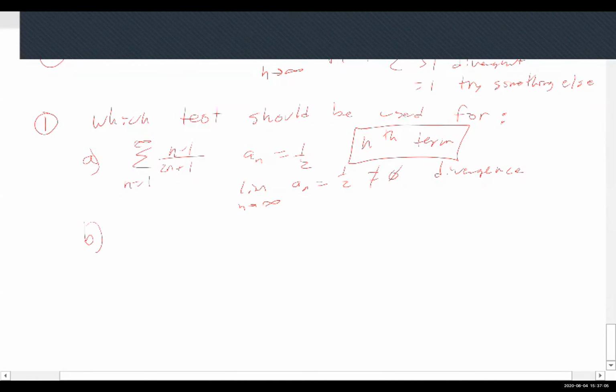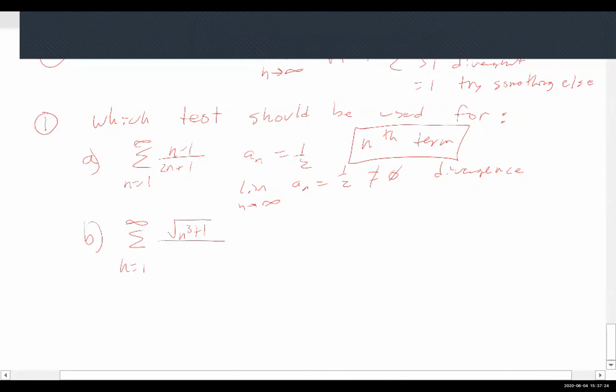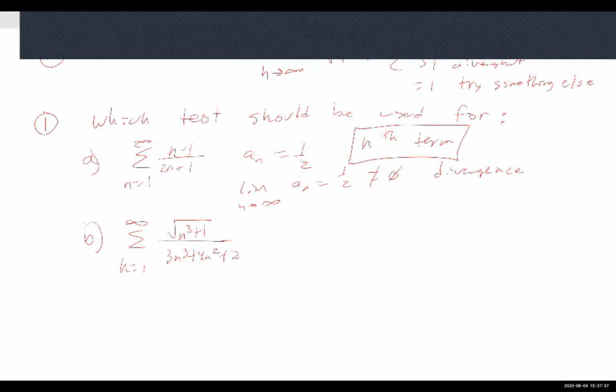Okay, B. What about B here? The sum, n equals 1 to infinity, of the square root of n cubed plus 1 over 3n cubed plus 4n squared plus 2. Things that make you go, hmm. What might I want to do with this one?